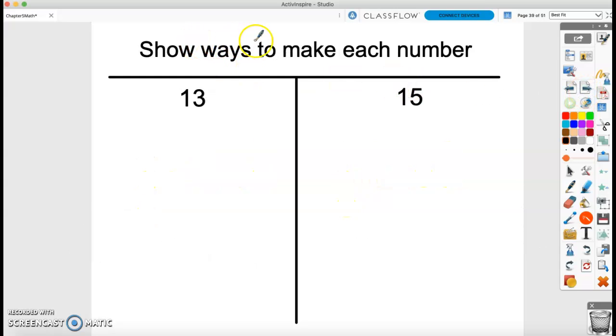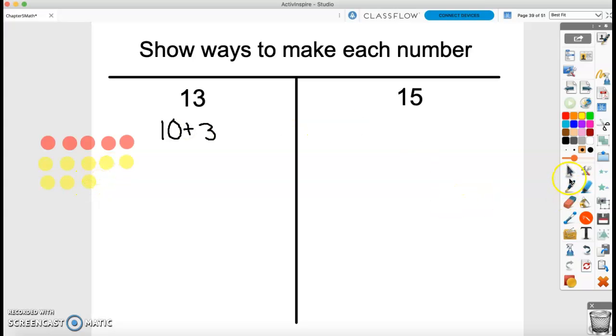So it says show ways to make each number. So we have 13. So I can do an easy one that might be nice, would be 10 plus 3. 10 plus 3 equals 13. I can try some different combinations. I'm going to do my dots a little smaller. I can have 1, 2, 3, 4, 5, and let's keep going. 6, 7, 8, 9, 10, 11, 12, 13.